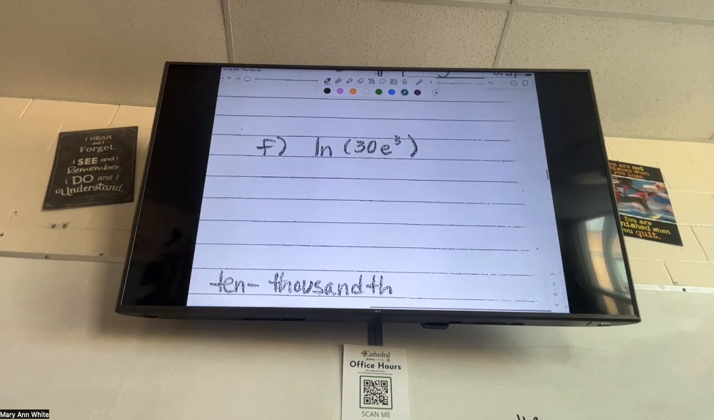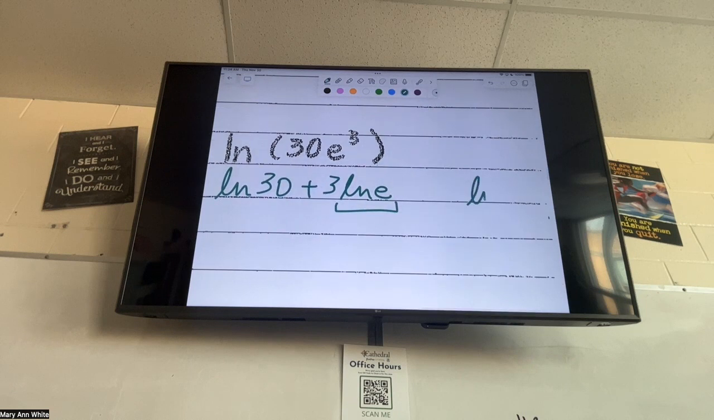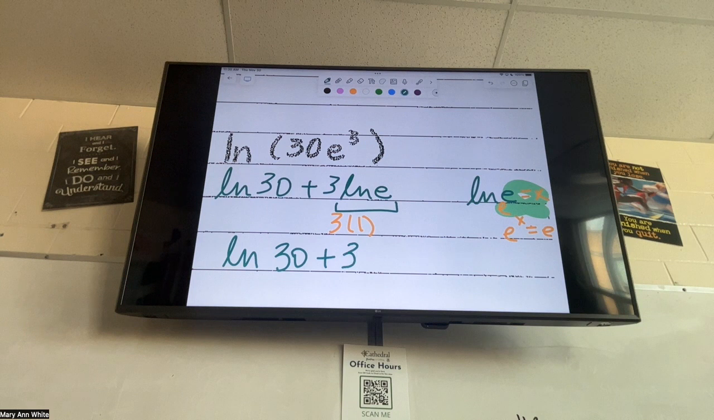One more like this. All right, let's separate this one. We've got ln of 30 plus 3 ln of e. And then just like the last one where we simplified, I'm going to argue that ln of e we can simplify separately as well. ln e is going to cancel out because it's e raised to the x equals e. When I log roll it around, e to the x equals e, and that just becomes 1. So that's like 3 times 1, which is just 3. ln of 30 plus 3.